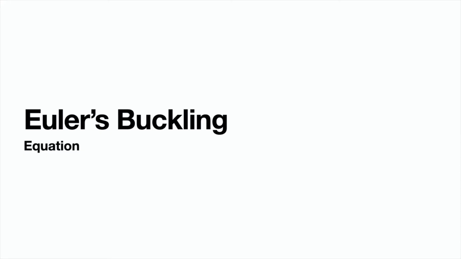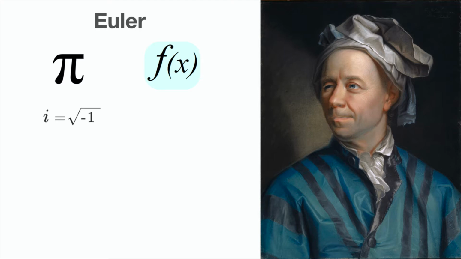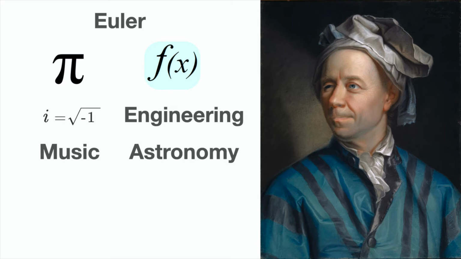Euler's buckling equation is going to tell us what force is required to break something in buckling. It was created by Euler. He was a Swiss mathematician. He was really smart. He popularized using the symbol for pi, functions between different variables, the imaginary number. And he also came up with a whole bunch of engineering equations, music, astronomy, and a whole bunch of other things. So buckling occurs when something is under compression.